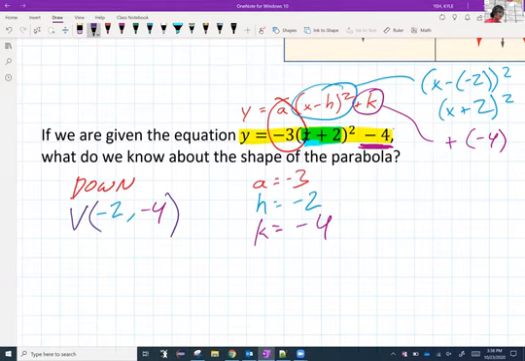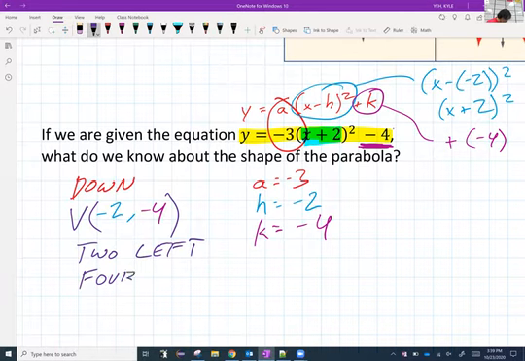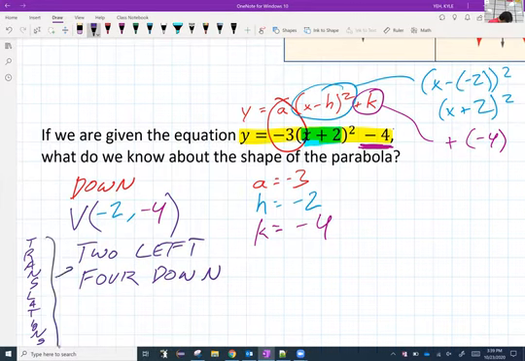That also means I can see how this was translated. It looks like the horizontal translation was to the left, and that's why the x-coordinate of my vertex is now at -2, and 4 down. So those are my translations here. I'll label those real quick. Translations. We went 2 left, 4 down from the origin.